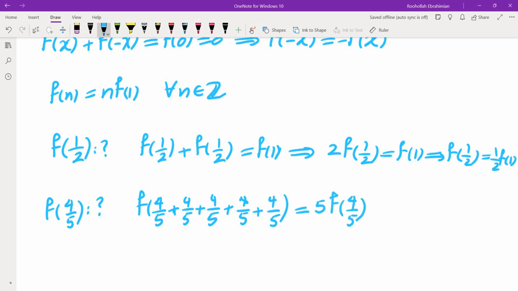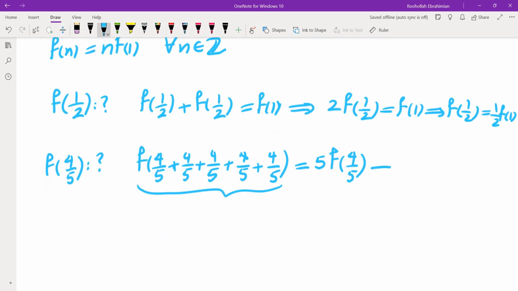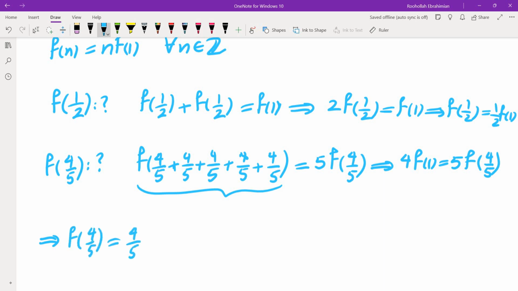Because of the property that they gave us, f of x plus y is equal to f of x plus f of y. But the left side is f of 4, and that's exactly 4f of 1. So 4f of 1 is going to be 5f of 4 fifths, which means f of 4 fifths is going to be 4 fifths f of 1. Okay, so it looks like we can imitate this for any rational number.